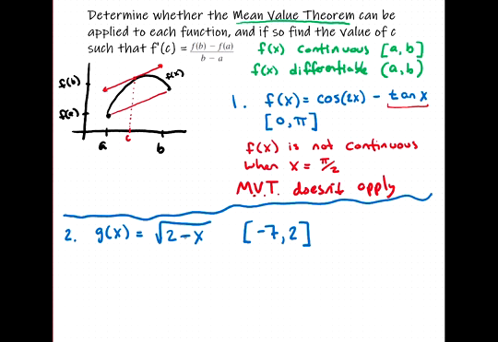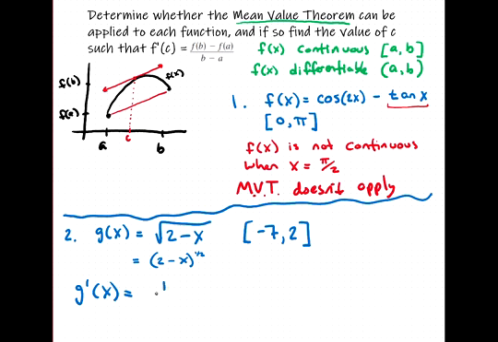And let's look at the derivative, g prime of x. Well, the square root is the same as the 1/2 power, so let's just rewrite g of x before we take the derivative. Let's say g of x is equal to 2 minus x to the 1/2 power. So the derivative, g prime of x, we'll apply the chain rule here and the power rule.